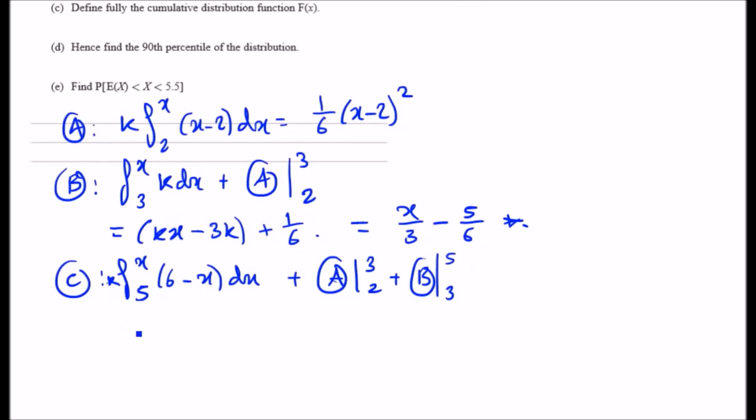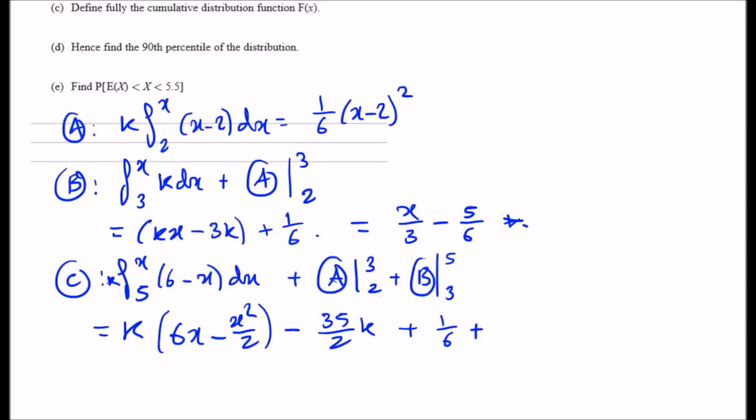So again, plugging in 3 and 2 for a and 5 and 3 for b, we should get the following. Evaluate the first integral, and you should get a simplified one: 6x minus x squared over 2, and then I'm plugging in as we go here, minus 35 over 2 k when you plug in 5. Now this is the first integral. As for a, when you plug in the values, you should get 1 over 6 because we know that. And as for b, when you plug in 5 and 3 into the b equation, it should reduce to 2/3.